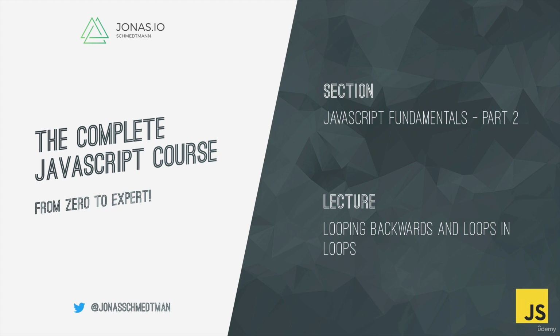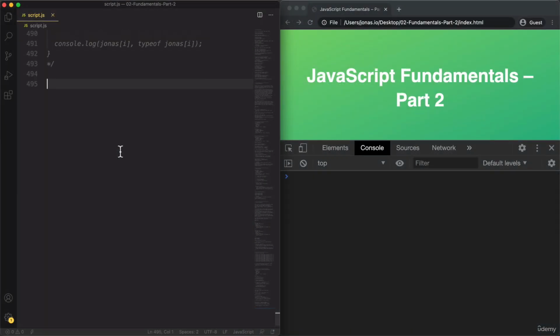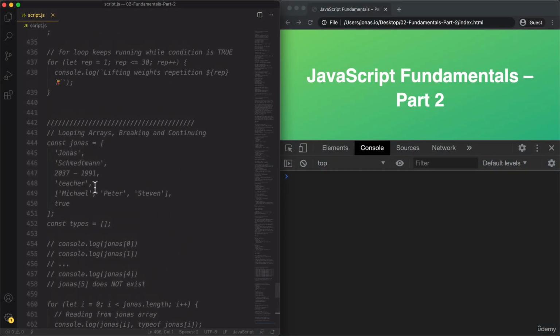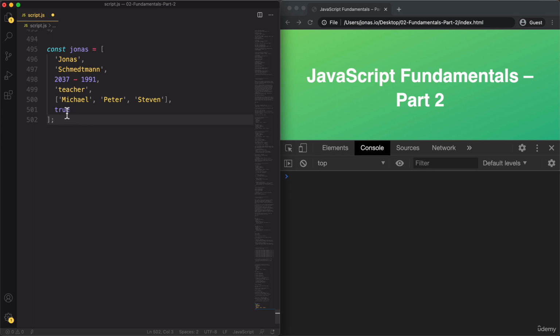In this lecture, we're going to do two interesting things. First, we will loop over an array backwards, and then second, we will also create a loop inside another loop. So let's have some more fun with arrays now. And so let's get back our array again here, the Jonas array, and let's forget about this element here.